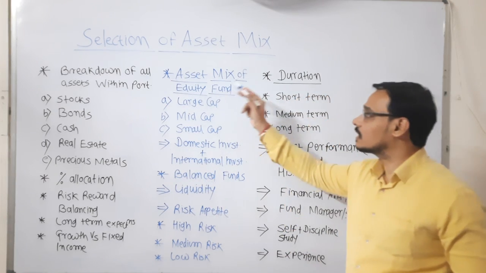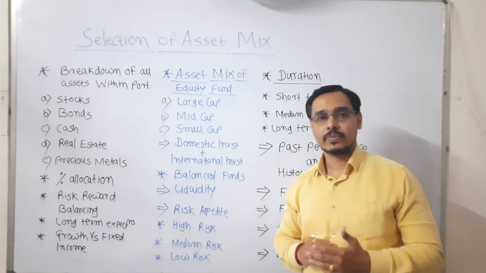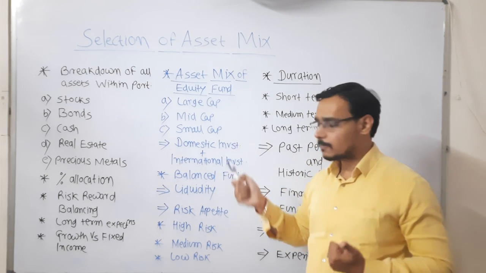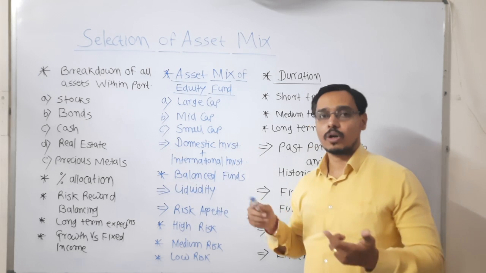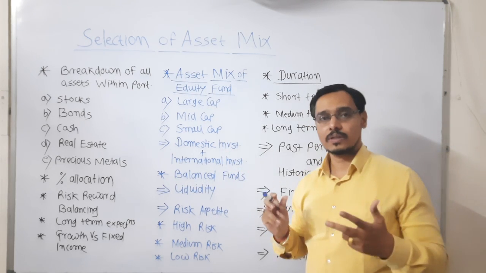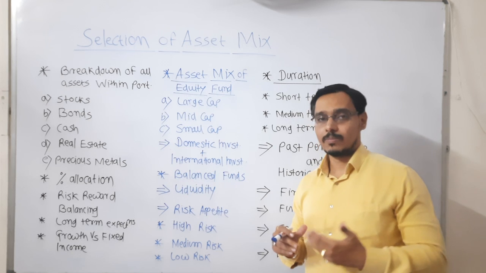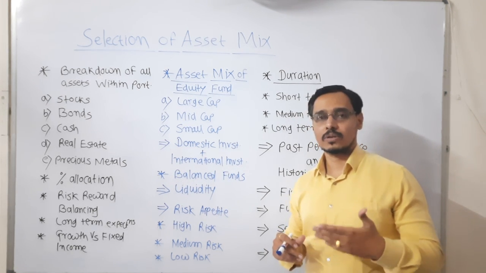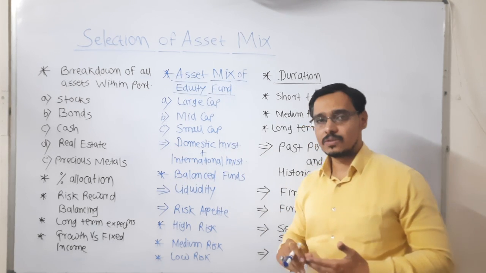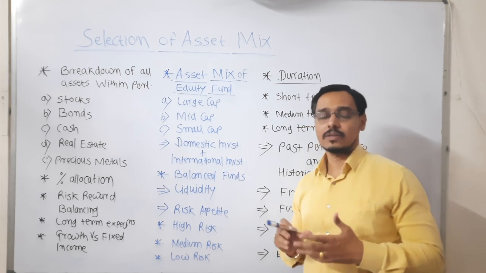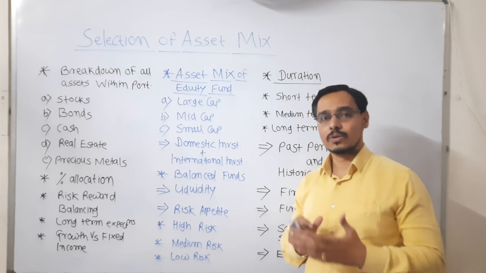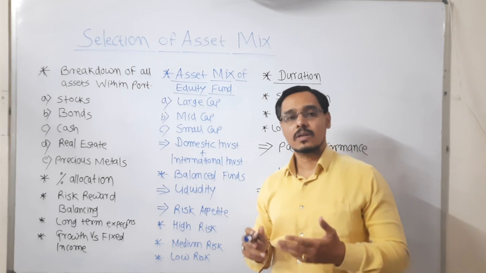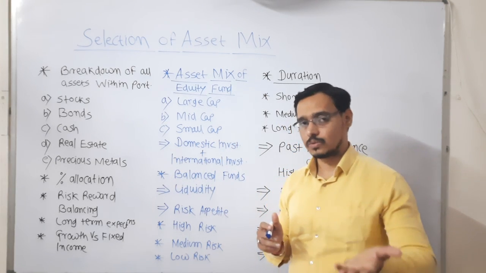Next one is asset mix of equity fund. When you are investing into an equity fund, that equity fund may be a large cap fund or mid cap fund or small cap fund. Large cap funds invest into large cap companies whose market capitalization is more than 25,000 crores, mid-cap companies whose market capitalization is less than 5,000 crores but greater than 1,000 crores, and small cap companies whose market capitalization is less than 1,000 crores.